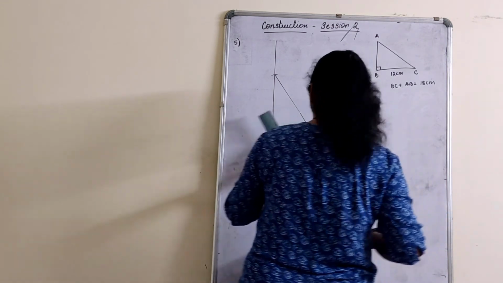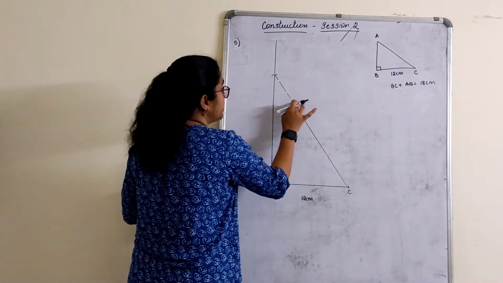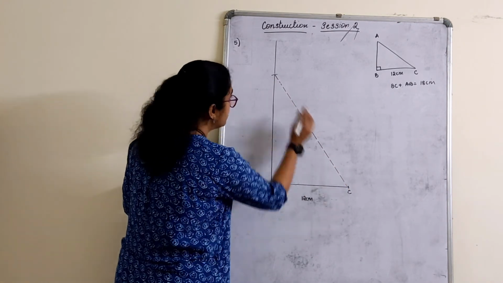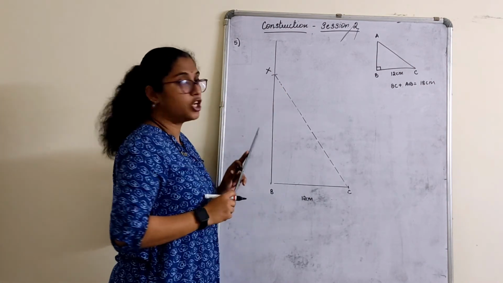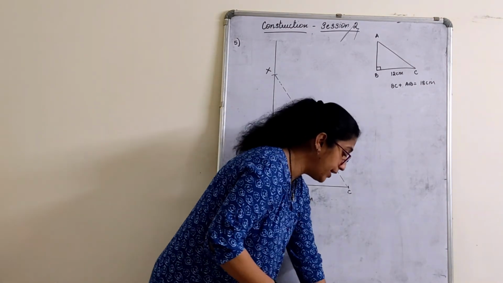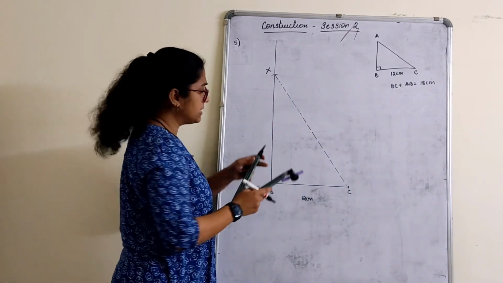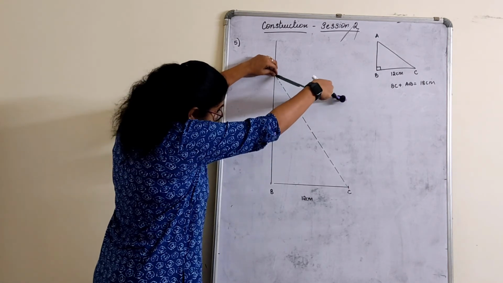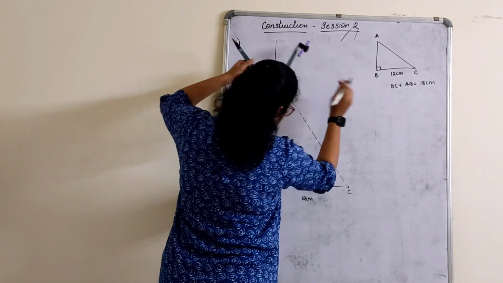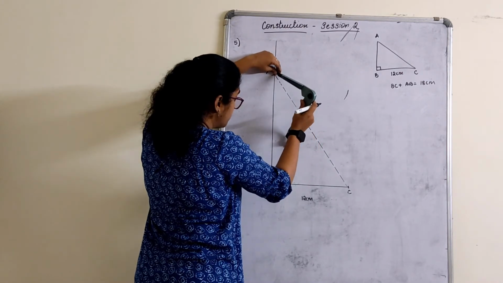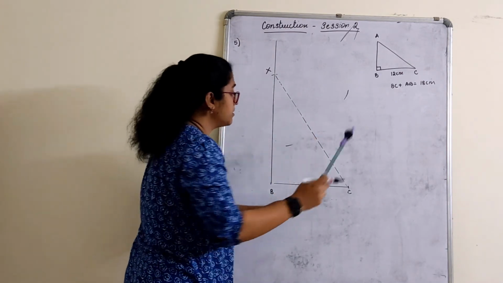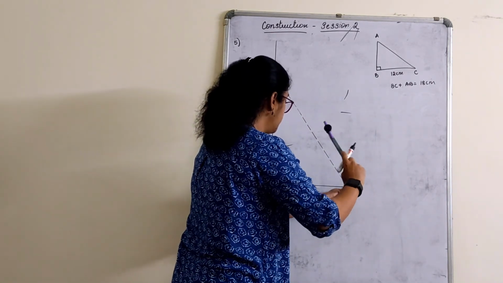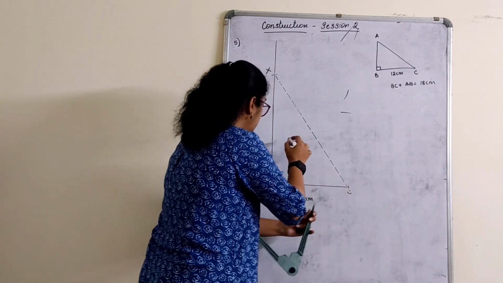Okay, we joined it. Yes, this had to be a dotted line now. So this is B, this is C, and this is going to be X. I have still not found out A. How to find out the point A now? Bisect XC. Take more than half radius, cut it on either side. So the arc is here, the arc is here, the arc is here, the arc is here.